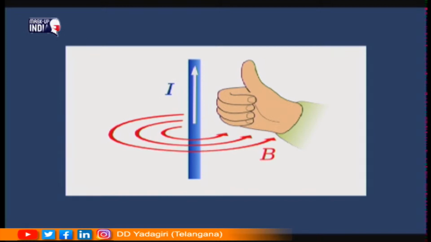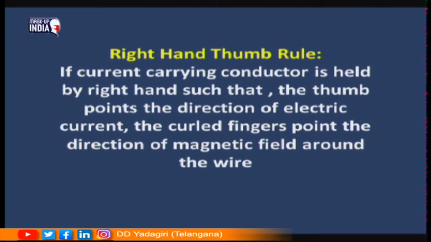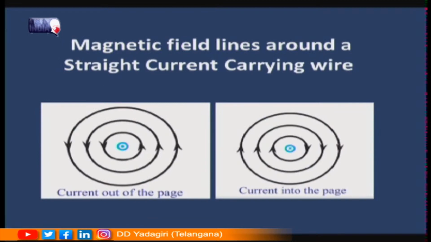We discussed the direction of the magnetic field, which is produced by electric current in a wire. When we hold a current carrying wire with our right hand such that the thumb shows the direction of the current, the curled fingers will point in the direction of the magnetic field around the wire. If current is coming out of the paper, then the magnetic field around the current will be circular and the direction will be anti-clockwise.